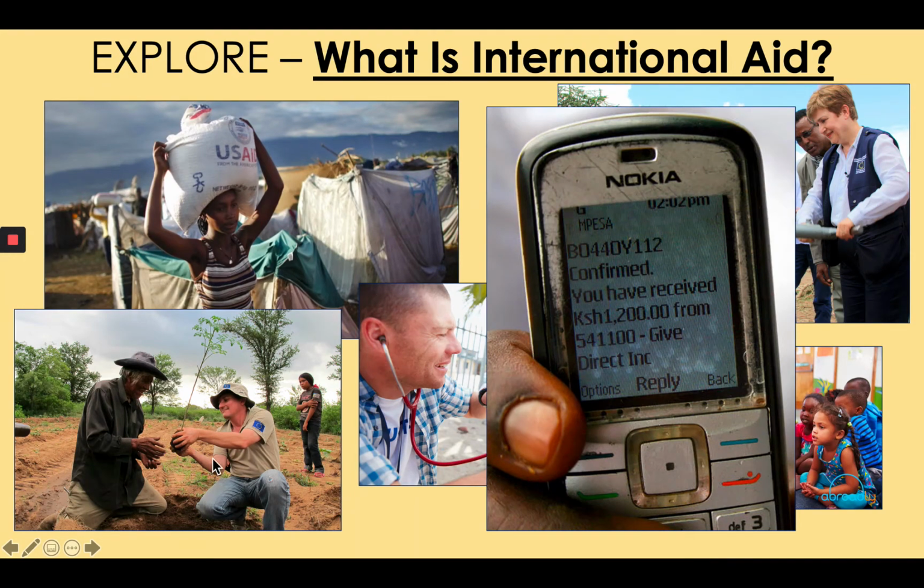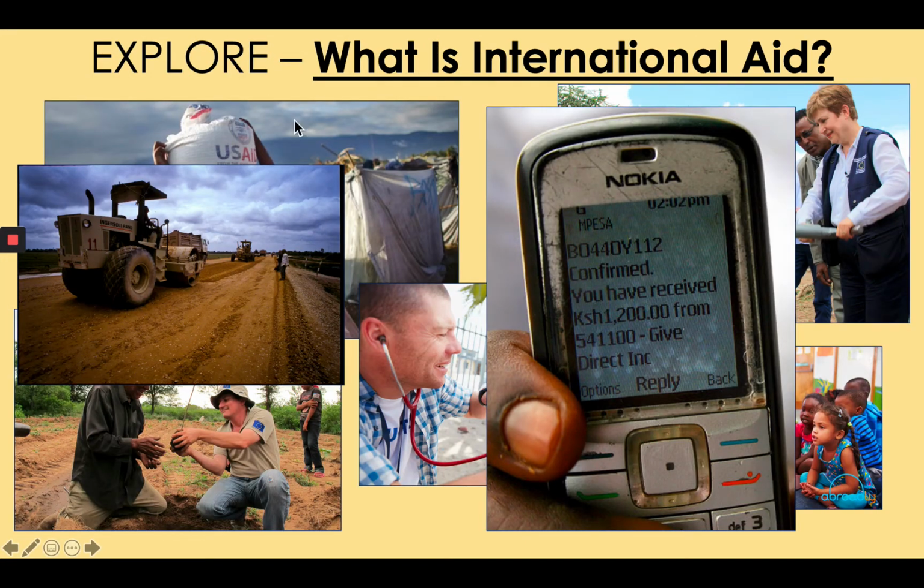Aid is not just services or resources, however. It could be a direct transfer of money. Many people in African countries receive aid in the form of money through their mobile phones, through bank accounts on their mobile phones. This is called a cash transfer. And these people can use these small amounts of money to buy additional crops or to start a business.